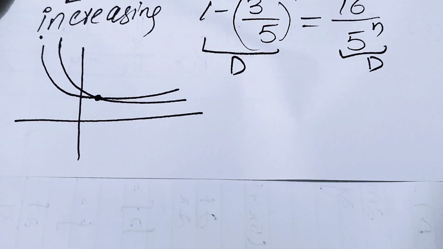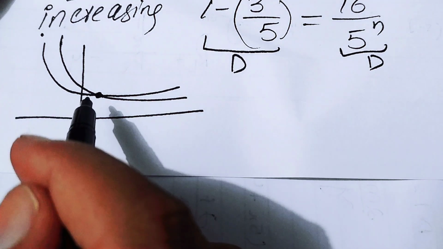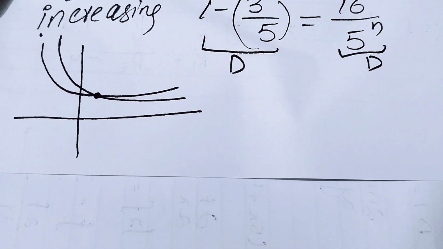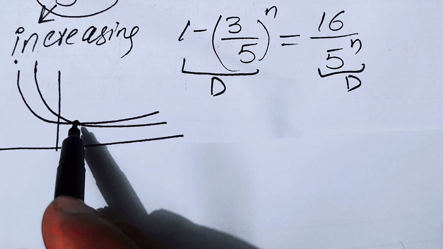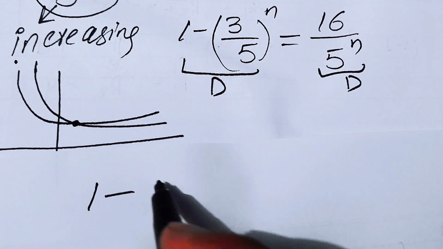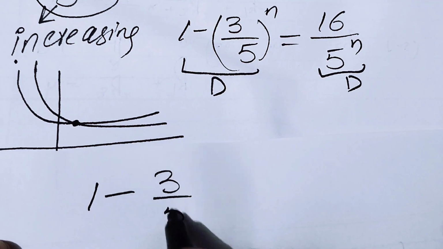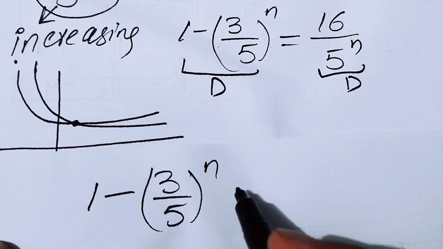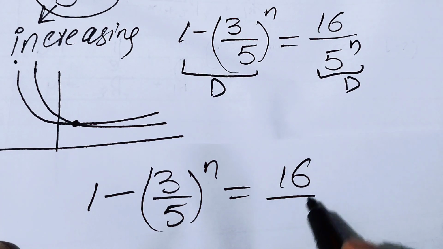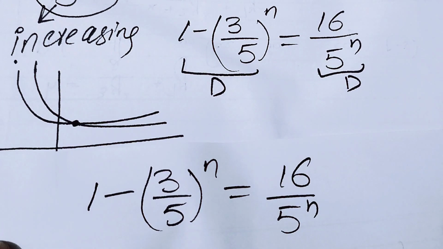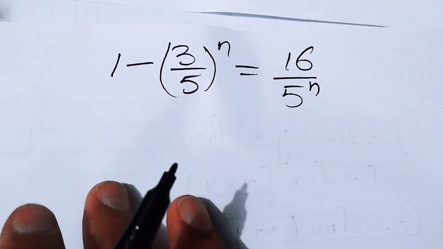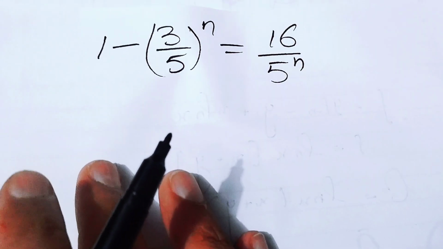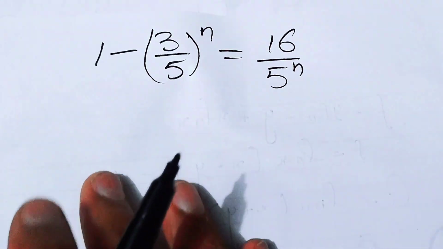And now here we need to find this point, so we again write the given question statement in order to find this point. So here we have 1 minus (3/5)^n is equal to 16/5^n. So now here we will find the solution, or we will find the numbers which satisfy this equation by inspection.